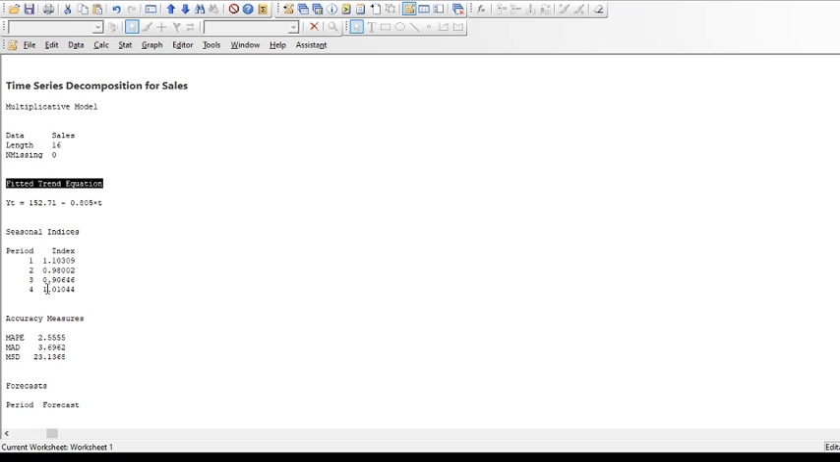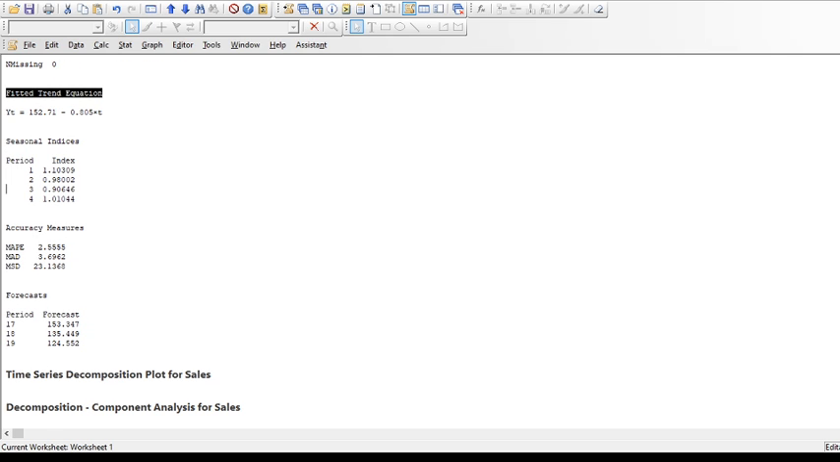So we have the 4 quarters, 4 seasons, right? The winter, summer, spring, and fall seasonal indices, and the MAPE error, right? 2.5% of error. And here you can see the forecast for 17, 18, and 19: 153, 135, and 124 is the forecast, and the accuracy measure is about 2.5% error, which is close to around 97.4% accuracy, which is okay for me to live with. And this is how I generally do a decomposition model in Minitab.